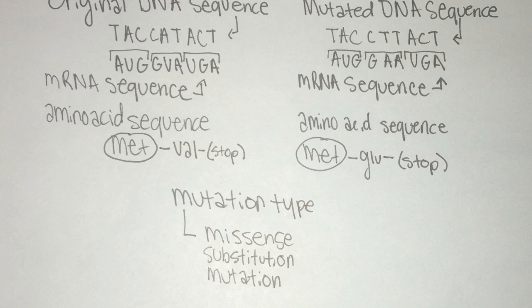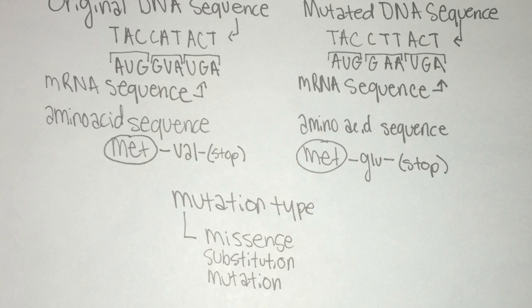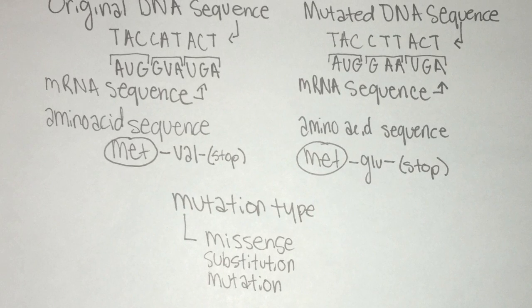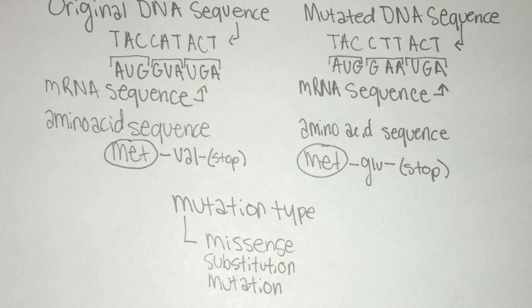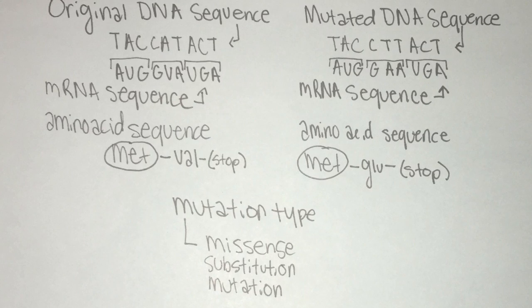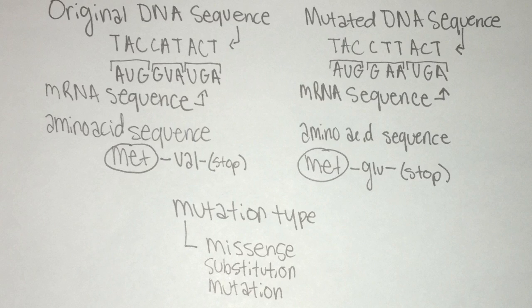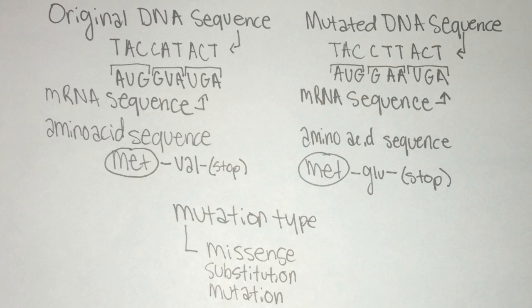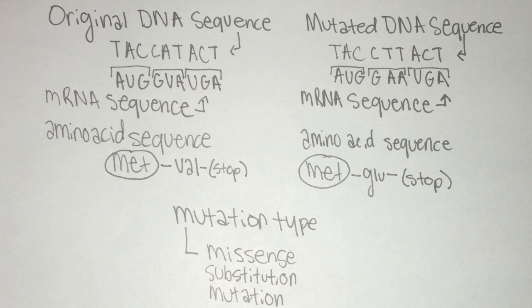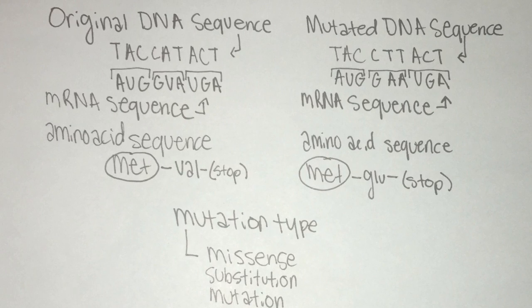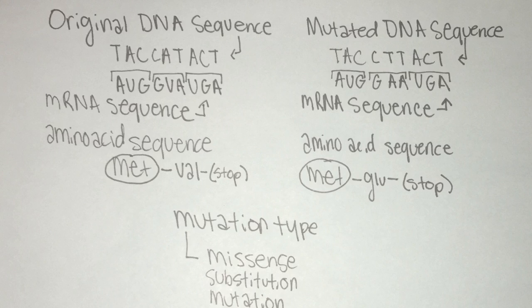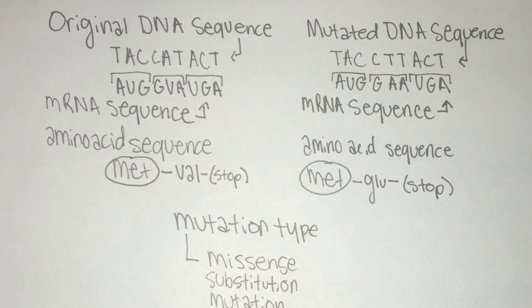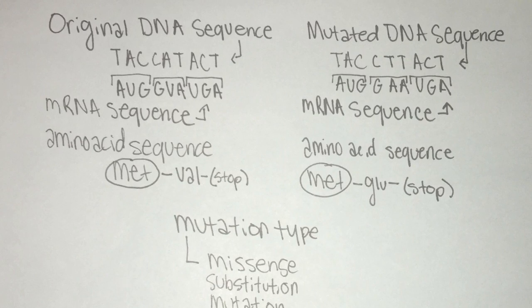However, if the mutated DNA sequence reads TAC, CTT, ACT, and the complementary mRNA sequence reads AUG, GAA, UGA, then the amino acid sequence would be MET, GLU, stop. Therefore, the mutation is a missense substitution mutation because it changed the amino acid sequence, and consequently the protein would not be the same and the trait could be lost or changed.